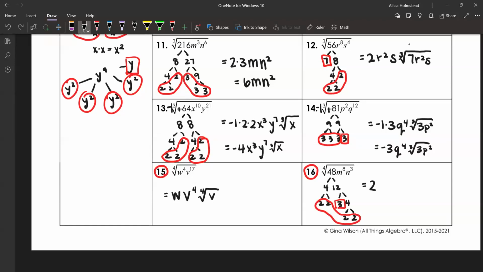M to the 8 is 2 groups of 4. N cubed is no groups of 4. So then we'll write our radical. Don't forget your index. We had a 3 left over, no m's left over, and all 3 n's left over.